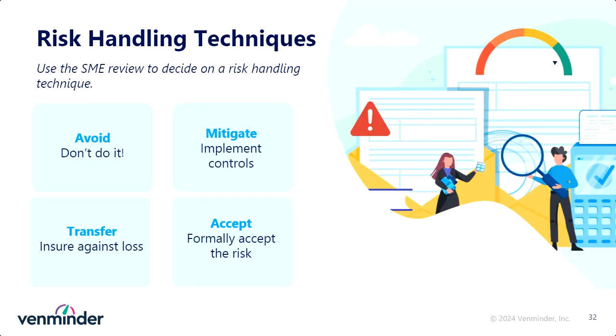After the SME completes the review, you can then use their opinion to decide on a risk handling technique. The first technique is avoidance, where you just choose not to engage with the vendor at all. The second technique is to mitigate the risk by implementing controls, which is usually the most common in third-party risk management. You might decide to transfer the risk, which usually means implementing an insurance policy to protect against the financial loss in the vendor relationship.